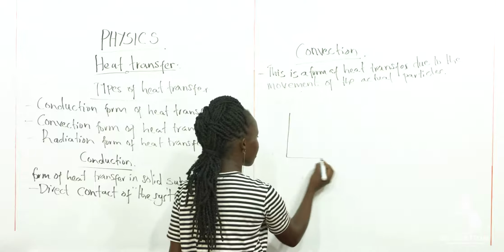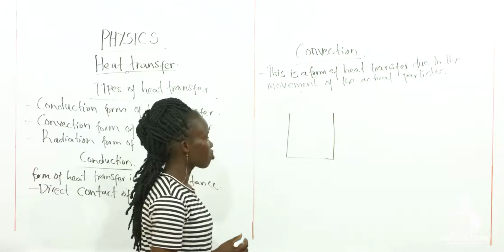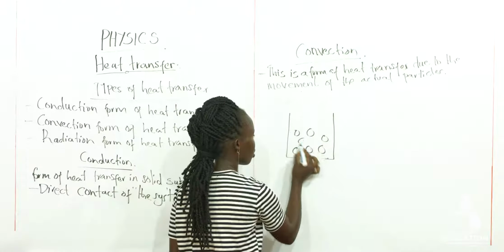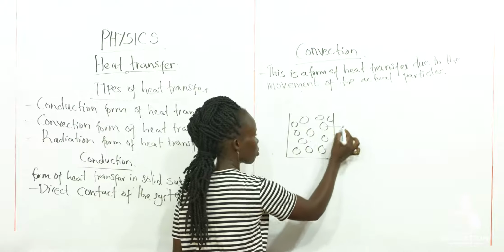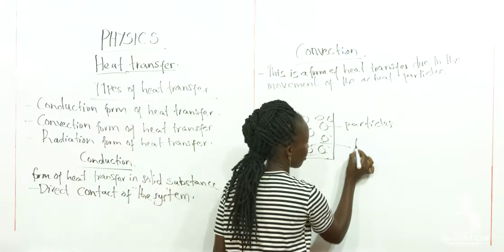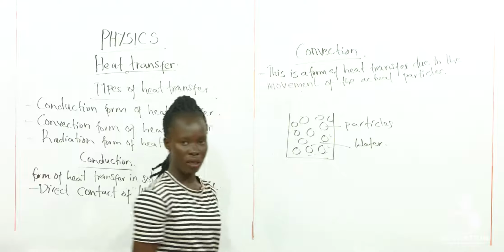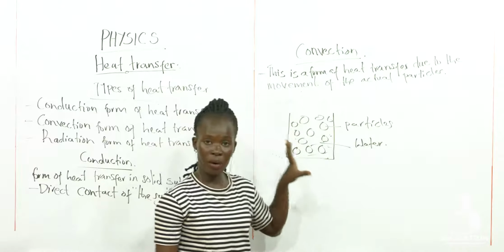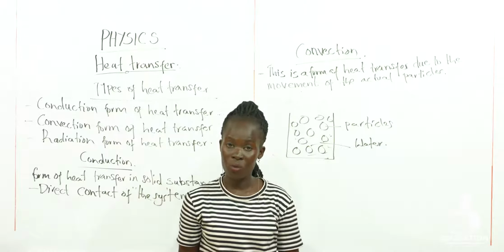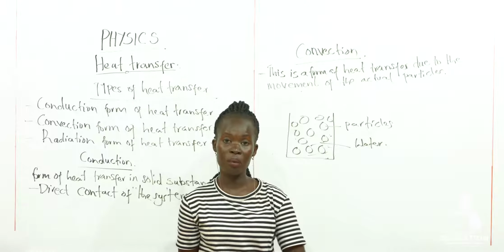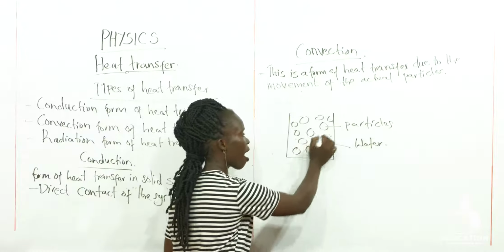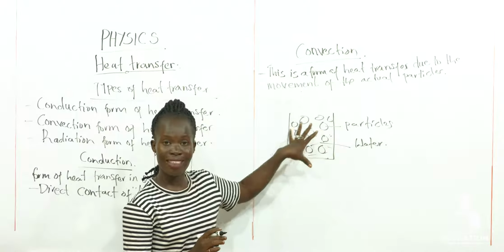Let me take a container like this. The container has got water. The particles in water are almost like that. These are the particles, in water, or we can talk about any other liquid. The particles in liquids and gases are not closely compact together like the particles in solids. That's one of the reasons solids have shape, but liquids and gases do not. If these particles are not closely packed together, they have free space.